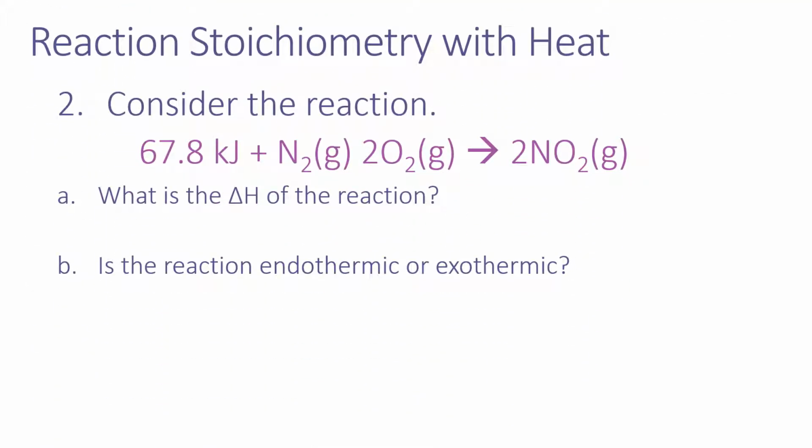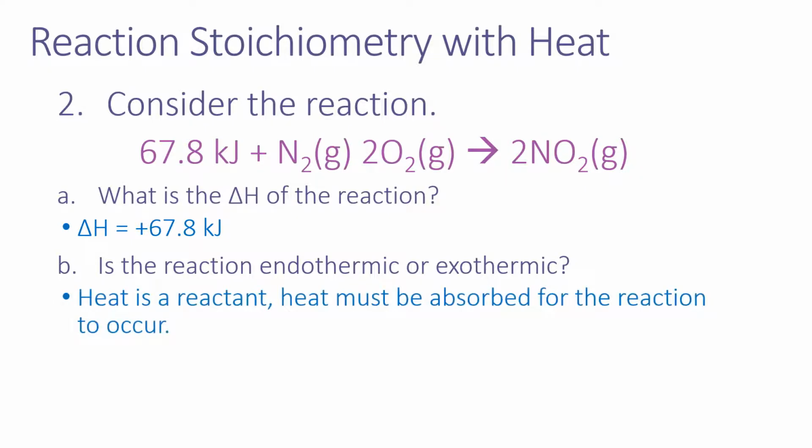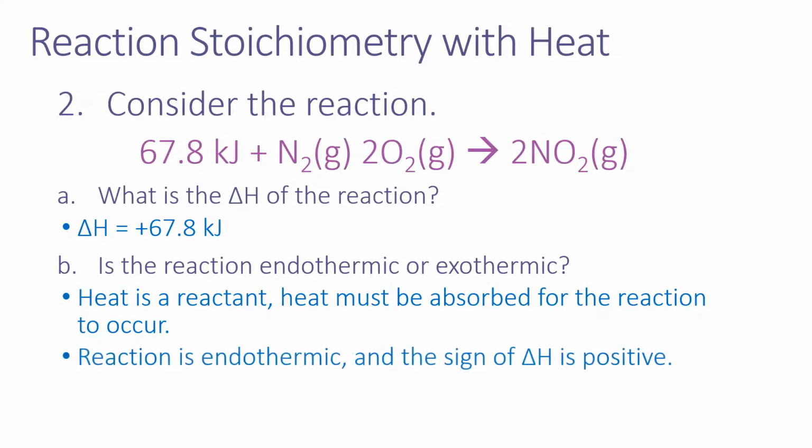Next question has us doing some reaction stoichiometry. But this time we can use kilojoules in our conversion factors so we can make heat as a given or as a wanted. So the first question, what is the delta H of this reaction? It's going to be positive 67.8 kilojoules, meaning that this reaction is endothermic. Heat is a reactant, so heat must be absorbed for the reaction to occur. This reaction is endothermic, and the sign of delta H is positive.